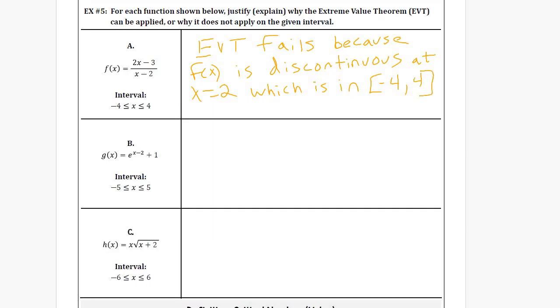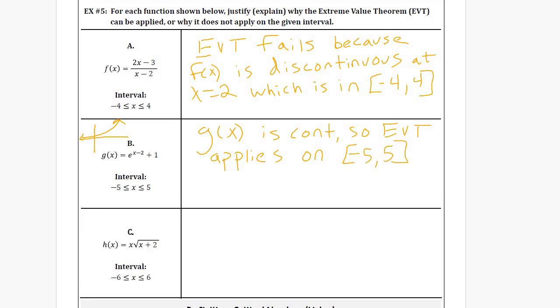Now, our next one is an e. Okay, so remember that our e graph is an exponential graph, so it's going to look like that, okay? So it is continuous. Even though we have a horizontal asymptote, it's still going to be continuous everywhere. So here, g of x is continuous. So EVT applies on -5 to 5. Okay.